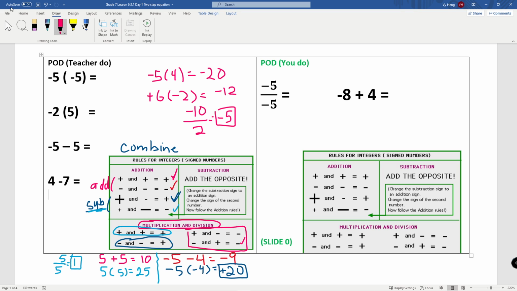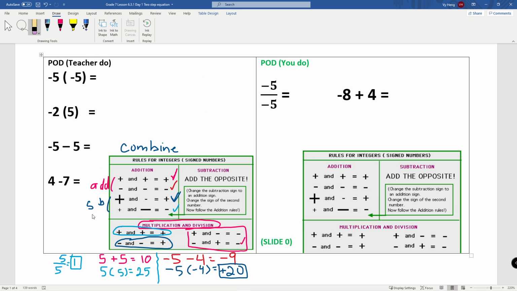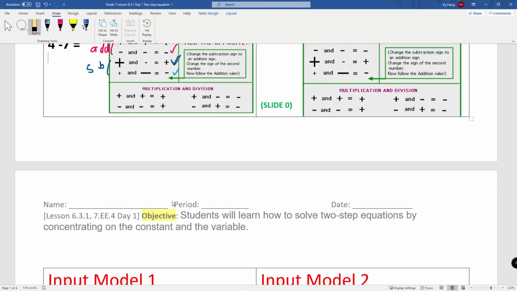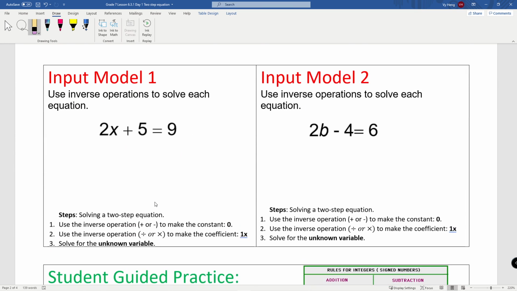Think about it. Okay. So I'm not going to do the problems here because you guys should be able to do it after I showed you that. So here are the problems. I didn't have to erase that, but you can always go back to the video. Okay, cool. So let's move on to the input model, right? So this is what you're going to be doing.